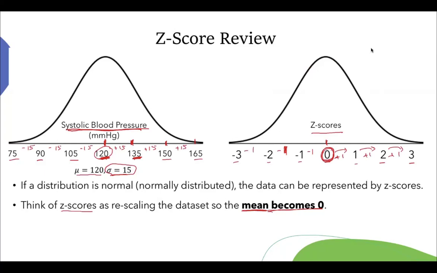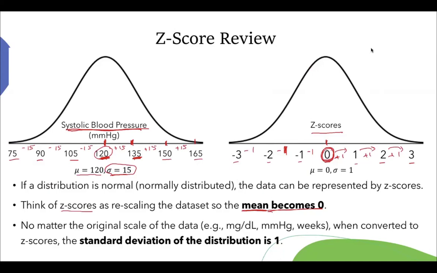So we're going to say our mean for the z-score is 0, and the standard deviation, that number that we keep adding or subtracting to the left or the right, is 1. Okay, our mean of 0 and our standard deviation of 1.